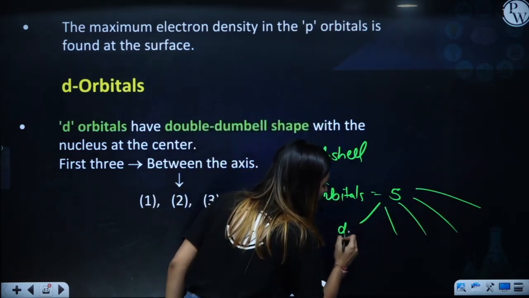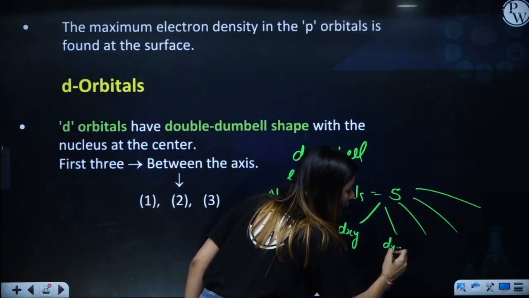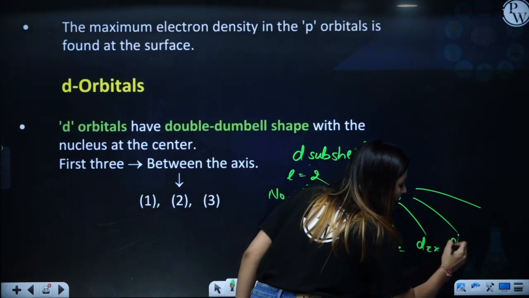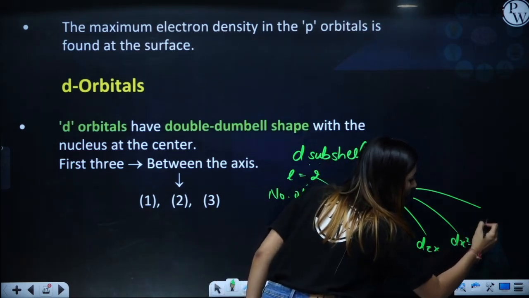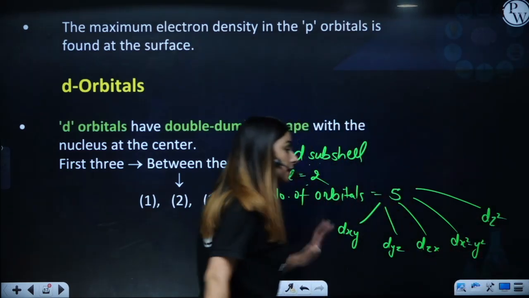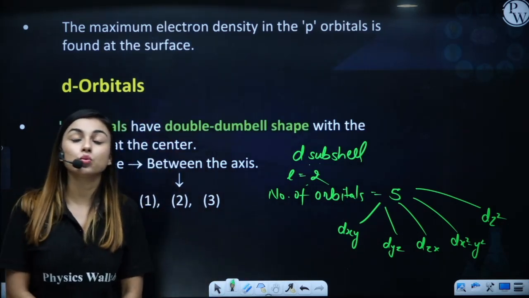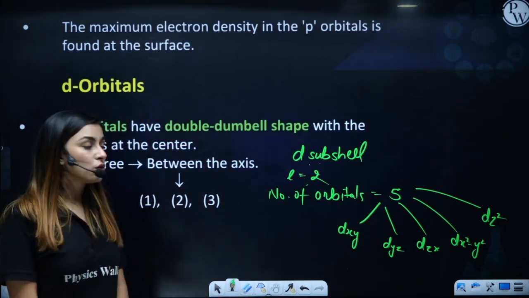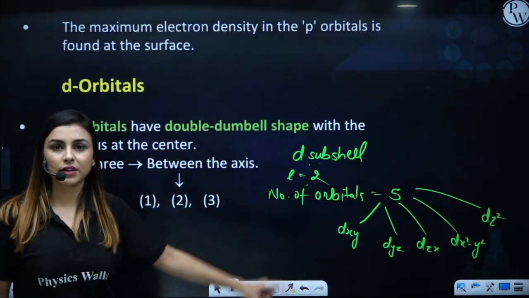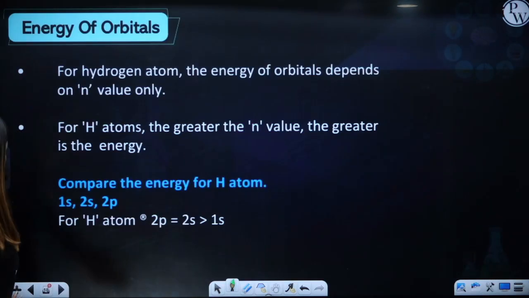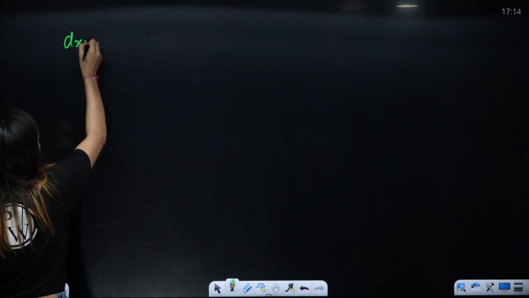You have DXY, DYZ, DZX, DX square Y square and DZ square. These are the 5 different values which you have. Okay. So, now we are going to study each and every one's shape. Okay. First, I'll have to write here shape. Okay. So, for DXY, you will have what?